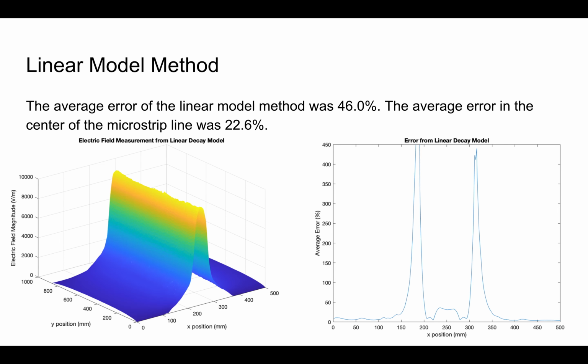The linear model loses the shape of the relative minimums of the electric field. So it is not very effective at capturing the original function, and the spikes in its error are very large. In addition, the linear model overestimates the center of the microstrip line, so the error at the center of the function is quite high as well. The average error for this model is 46.0%, and the error at the center of the line was 22.6%.